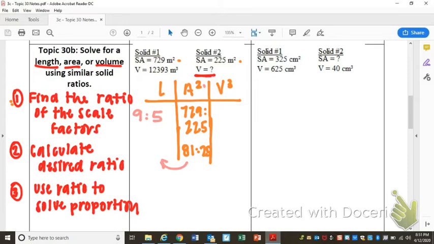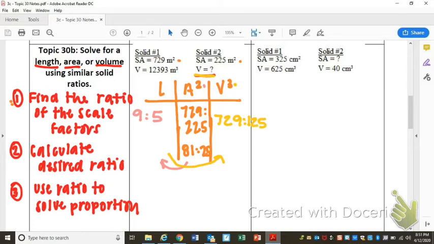Next, we're going to calculate our desired ratio. Our desired ratio is our volume ratio because we're trying to find that volume of the smaller solid. So now I'm going to go forward. Whenever I go forward, I raise it to the power of whatever I'm ending it with. So I'm actually going to cube both 9 and 5. So 9 cubed is actually 729, and 5 cubed is going to be 125.